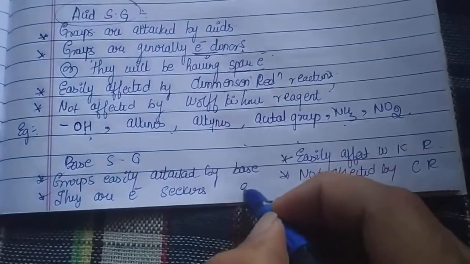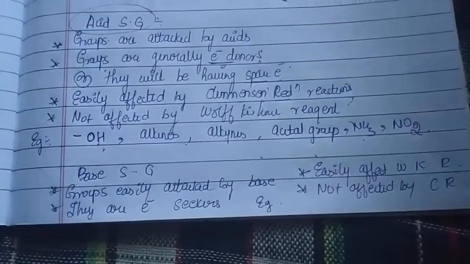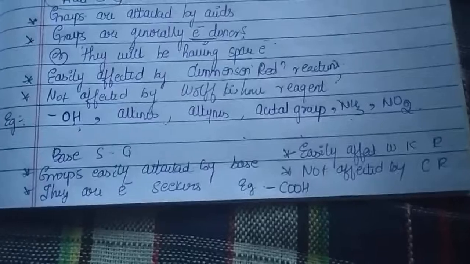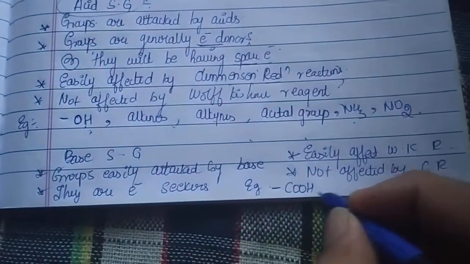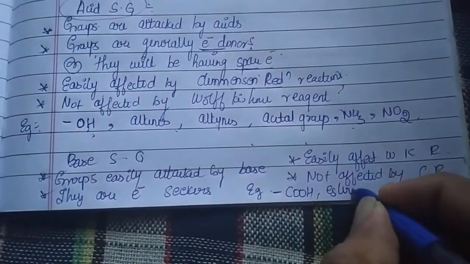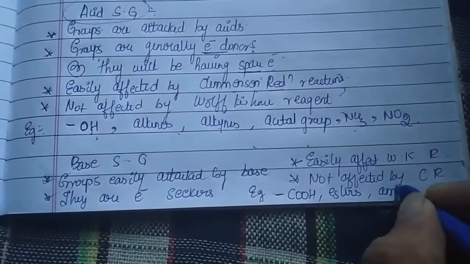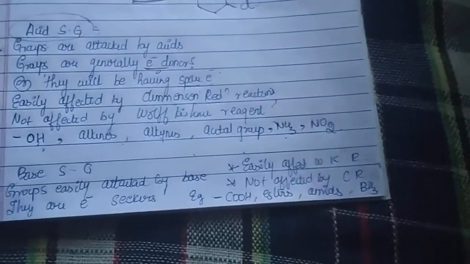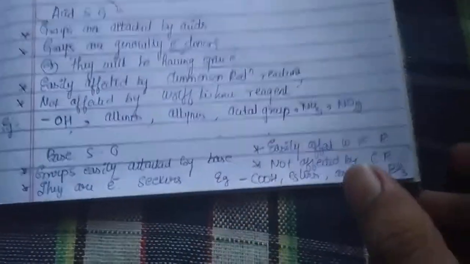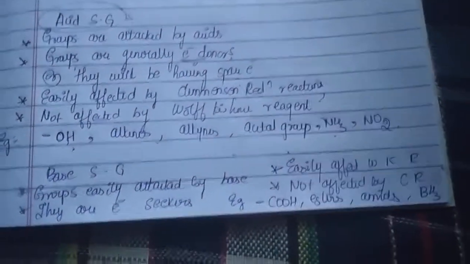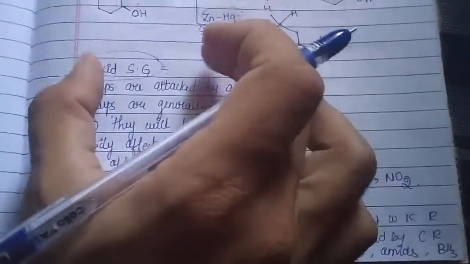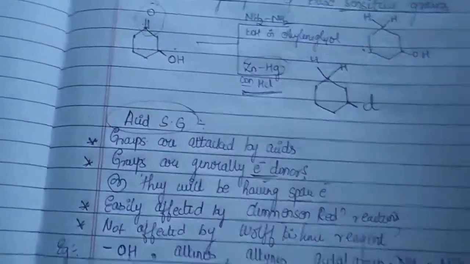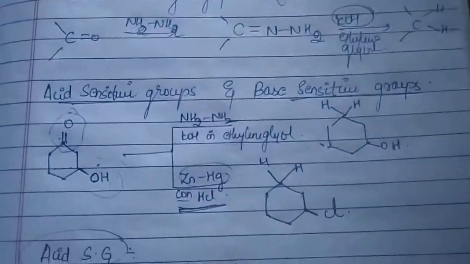If I go with the examples of these base sensitive groups, it could be your carboxylic acid group. It could be even your esters, even your amides, and BH3, borane. Yes. So these are some of the base sensitive groups. So once we have got the idea of what we mean by acid sensitive and base sensitive along with the examples, now let us go back to our reaction which I have given you earlier.